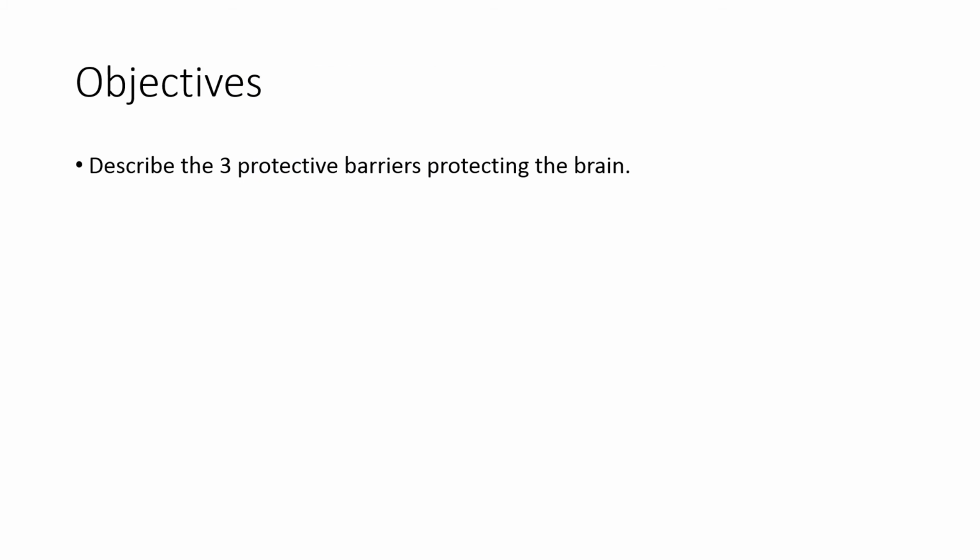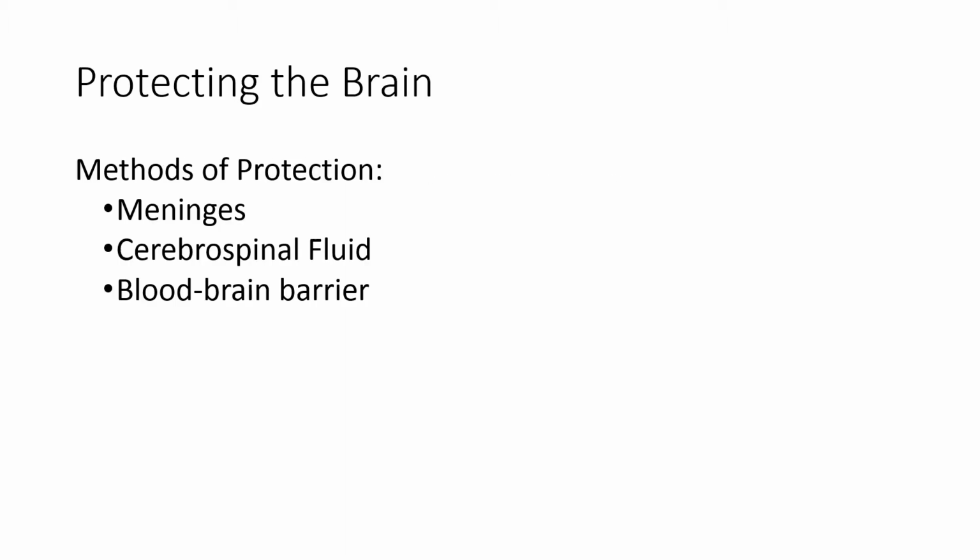Your objective for this video is to describe the three protective barriers protecting the brain. So, the three methods of protecting the brain, I know, I've said it several times now. You know there are three. It'll be the meninges, the cerebral spinal fluid, and the blood-brain barrier.